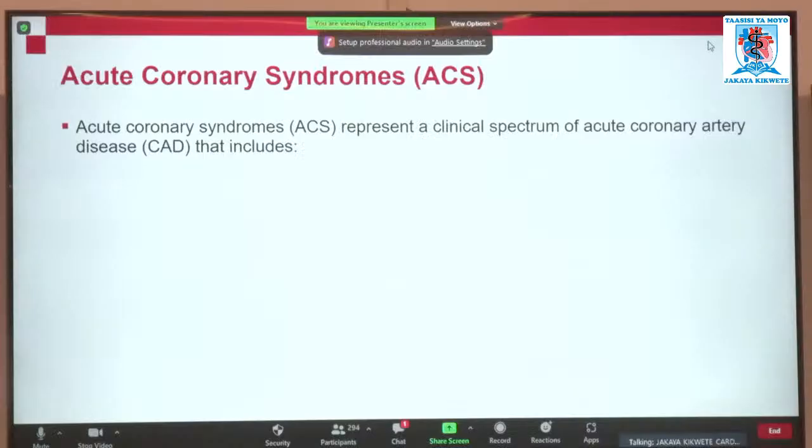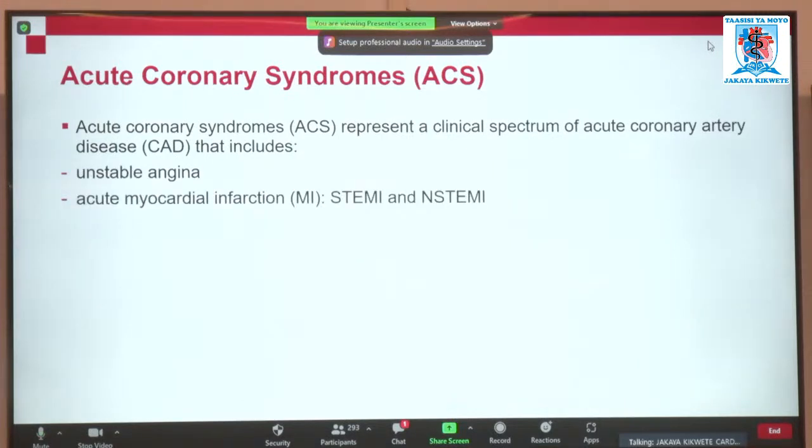So acute coronary syndromes represent a clinical spectrum of acute coronary artery disease that includes unstable angina and acute myocardial infarction. There's sort of two flavors of acute myocardial infarction, or MI. The first flavor is ST elevation myocardial infarction, referred to as STEMI. The other type is called a non-STEMI, or a non-ST elevation MI, and we'll talk about what distinguishes those briefly in a moment.